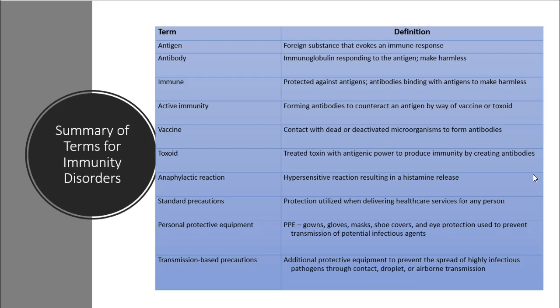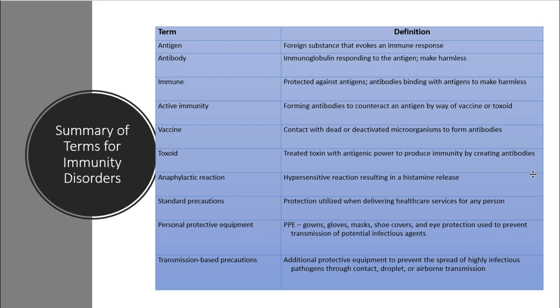Vaccine, contact with dead or deactivated microorganisms to form antibodies. A toxoid is a treated toxin with antigen powder to produce immunity by creating antibodies. Anaphylactic reaction is a hypersensitivity reaction resulting in a histamine release. So you're going to give an antihistamine.